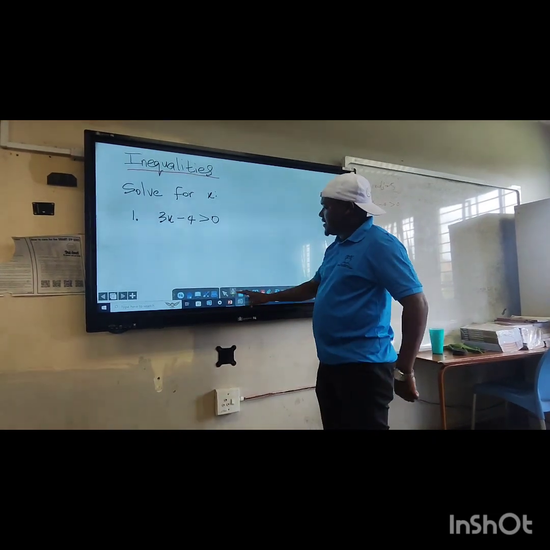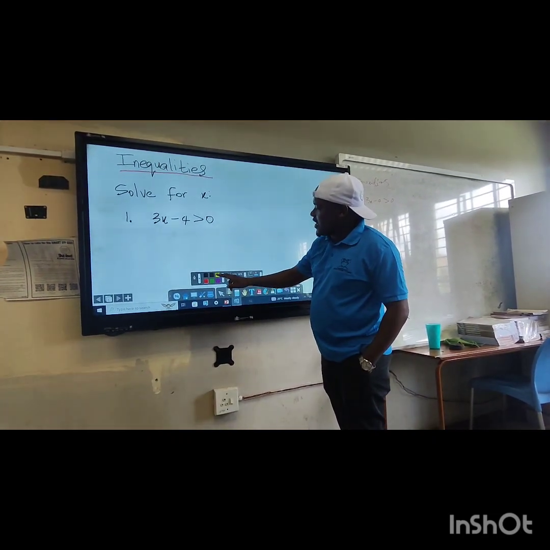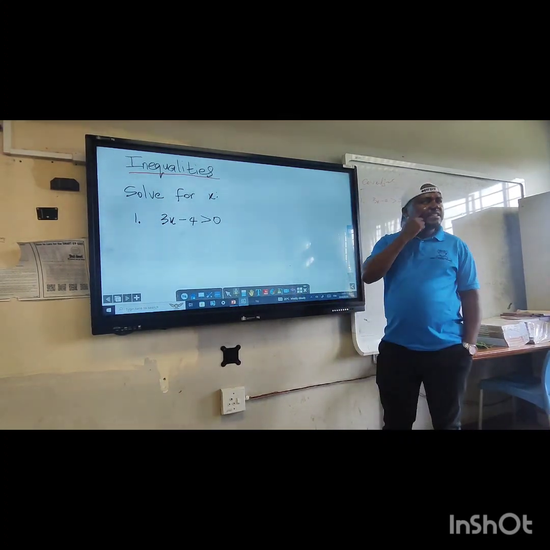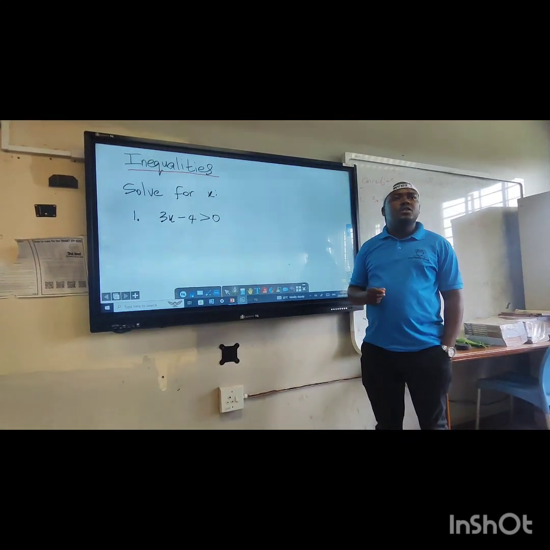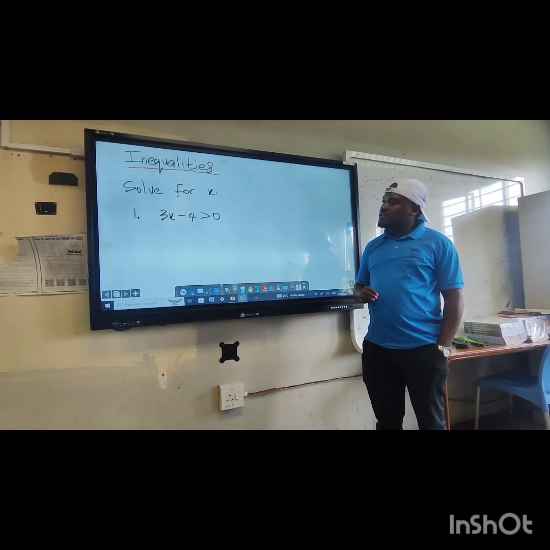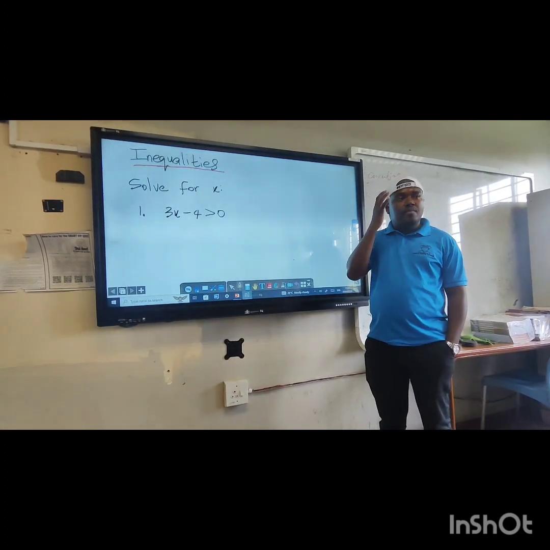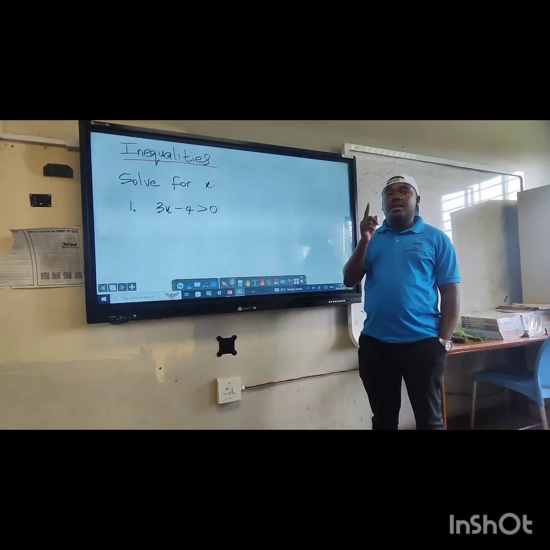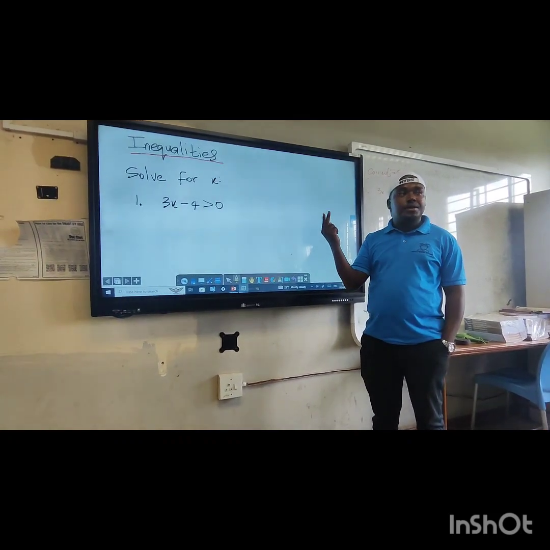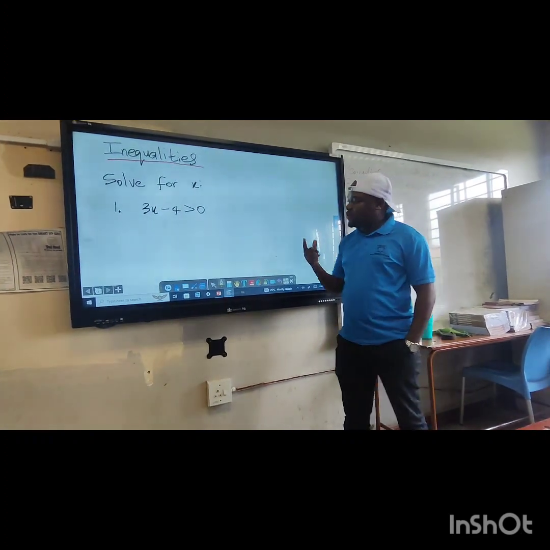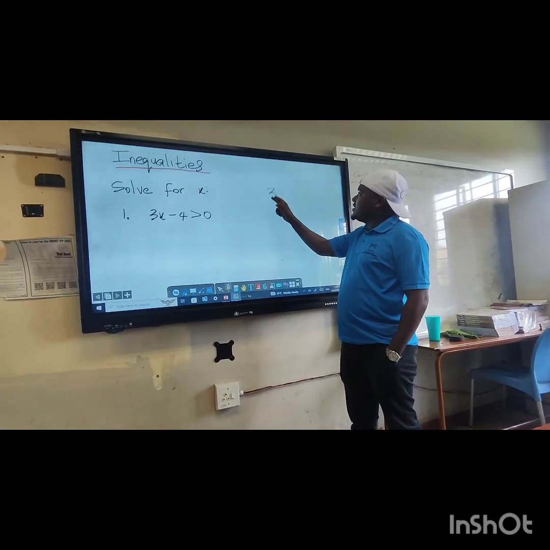So let's check this example. They say solve for x. So I want to solve for the x value there. I'm applying the same rules I applied when I was solving for x in equations. But the only difference is I am very conscious that if I multiply by a negative, the inequality sign must swap. If I divide by a negative number, the inequality sign must swap.